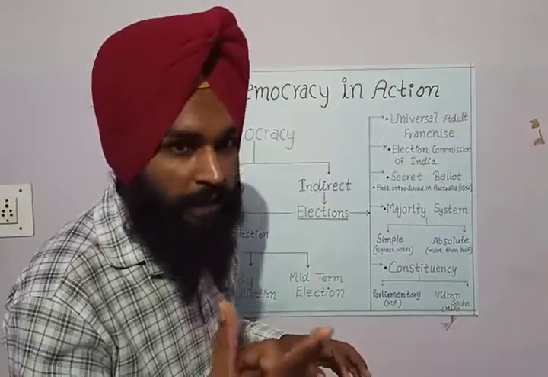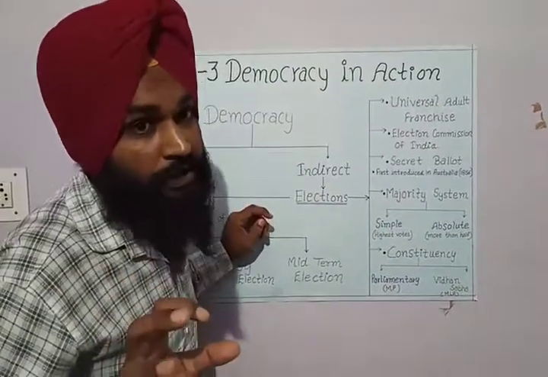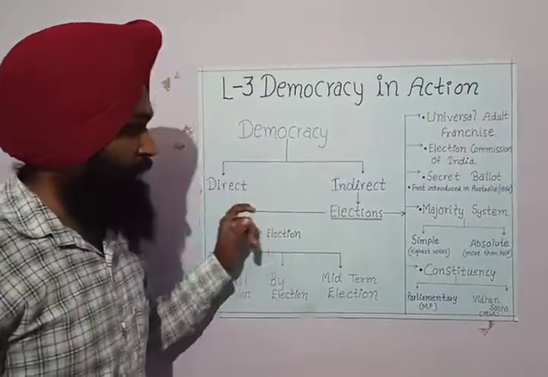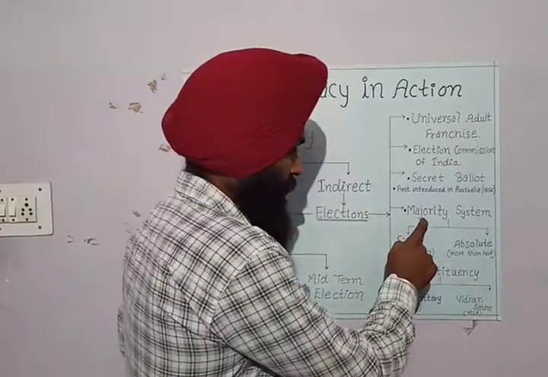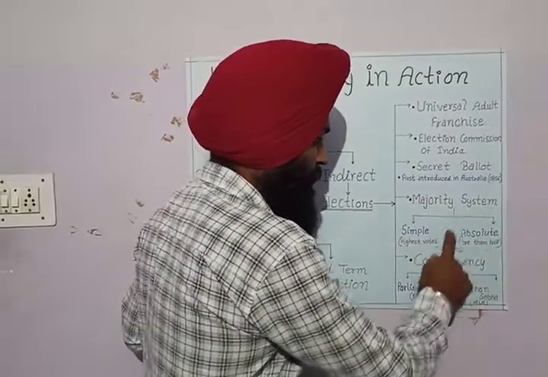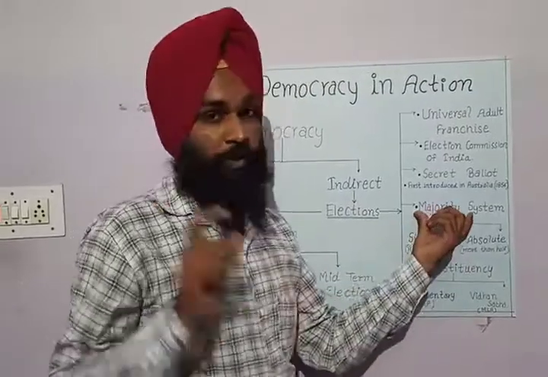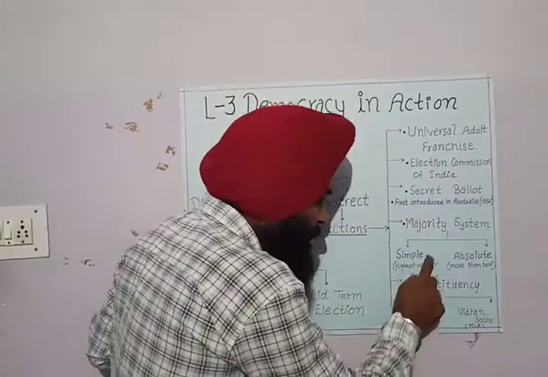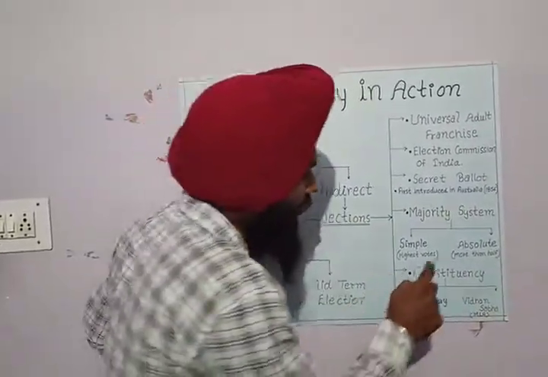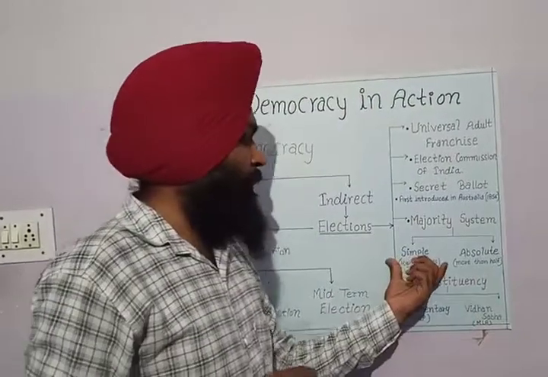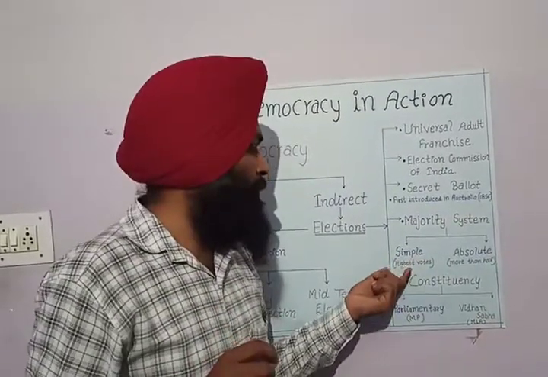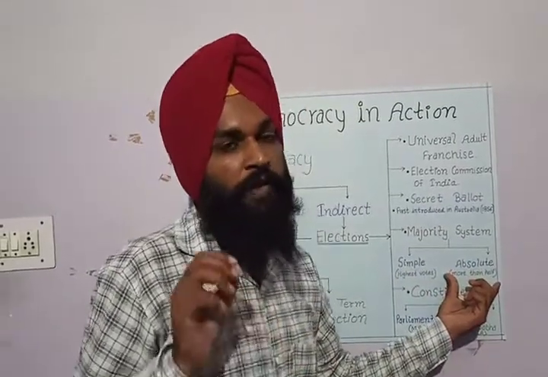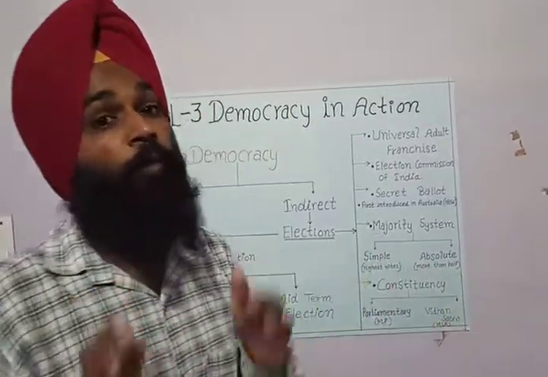Now what is the next step? The next step is the result. How will we declare the result? Basically we follow two majority systems to choose the winning candidate. One is simple majority and another is absolute majority. Simple majority is when the candidate gets the highest number of votes. Absolute majority means when the candidate gets more than half the votes.